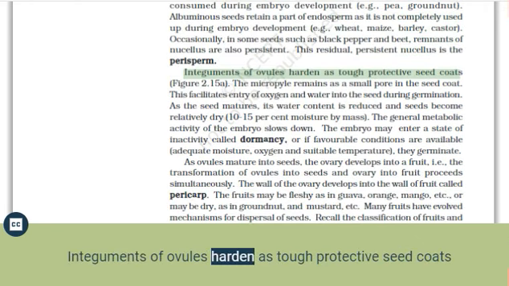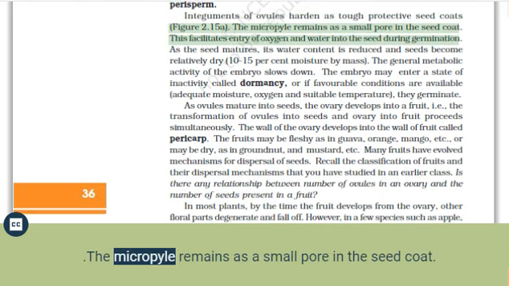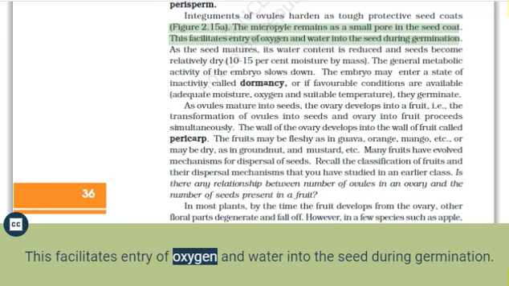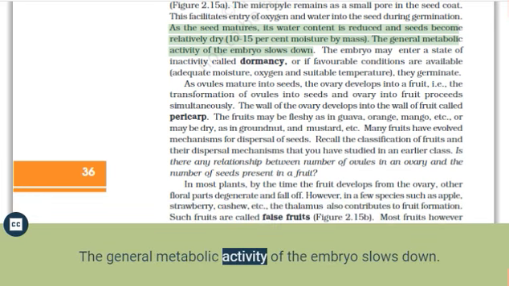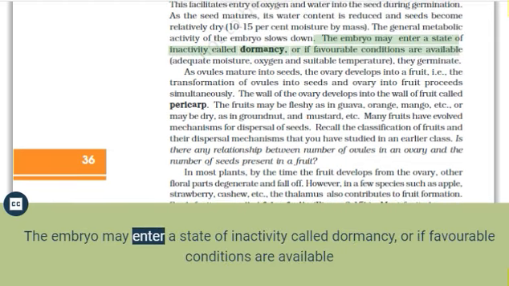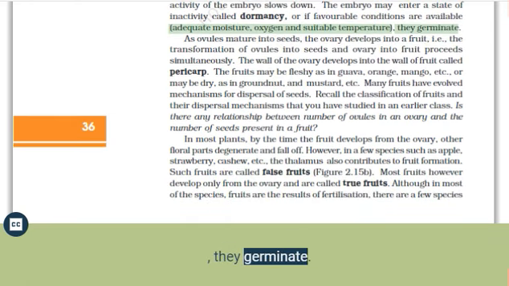Integuments of ovules harden as tough protective seed coats. The micropyle remains as a small pore in the seed coat. This facilitates entry of oxygen and water into the seed during germination. As the seed matures, its water content is reduced and seeds become relatively dry. The general metabolic activity of the embryo slows down. The embryo may enter a state of inactivity called dormancy, or if favorable conditions are available, they germinate.